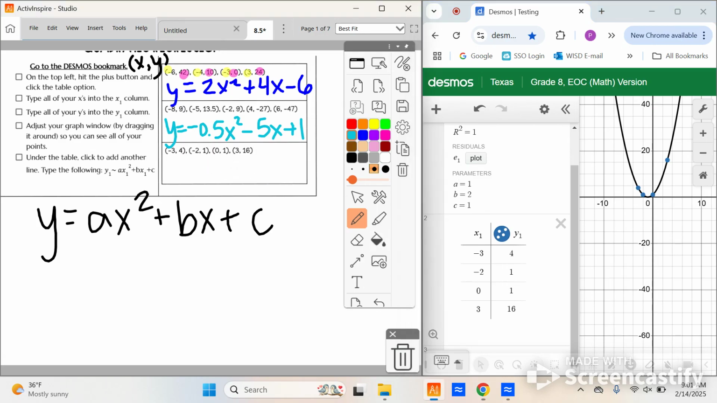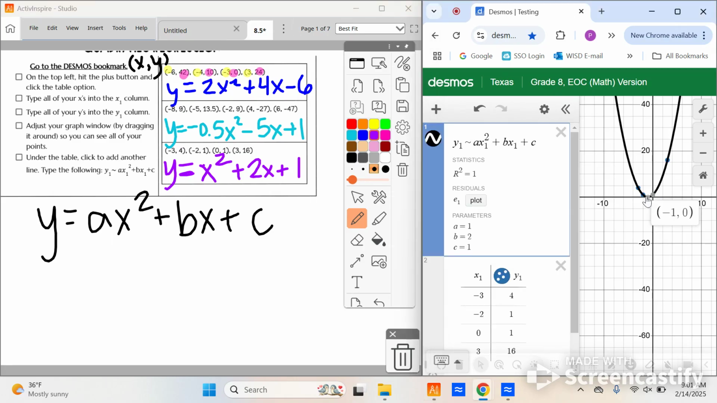So my a is 1, so it's y equals, I could write 1x squared, but I don't need it, so I'm just going to write x squared. My b is 2, so plus 2x. And my c is 1, so just plus 1. All right, and again, if I click this line, I can see my x-intercept, my y-intercept, and my vertex.